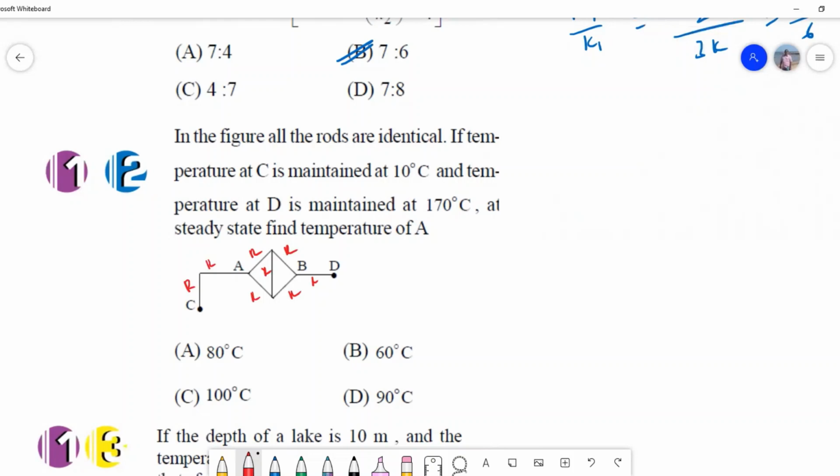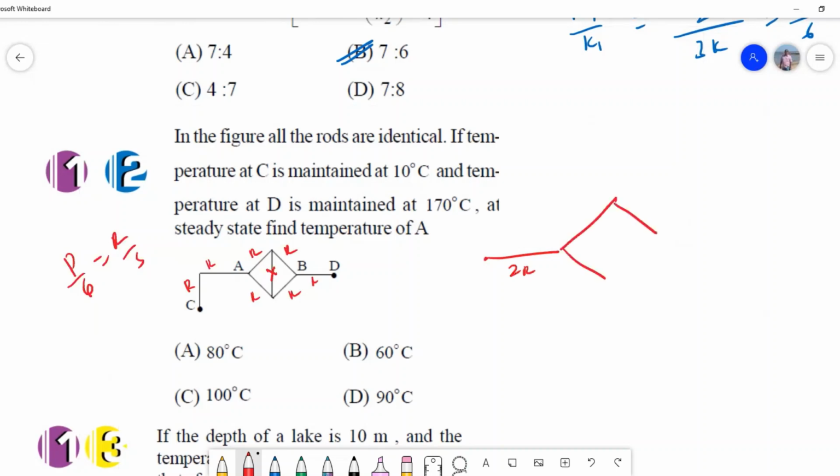P by Q equals R by S. So this resistor at the center will not work, because the condition P by Q equals R by S is satisfied, that's why it is a Wheatstone-Bridge. Now I can draw the diagram like this. Between C and A there are 2 rods, so the net resistance will be 2R.